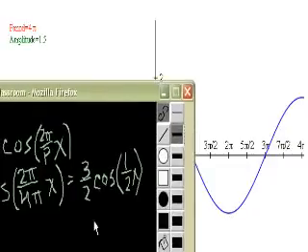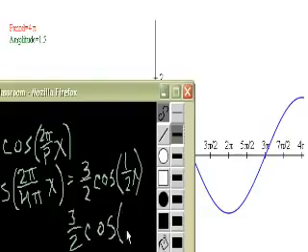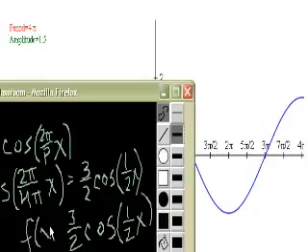So I could just say, well, that's 3/2 cosine of how many cycles do I complete in 2 pi radians? Well, I only complete half a cycle. 3/2 times the cosine of 1/2 x. So that's our f of x. Let's do another problem.